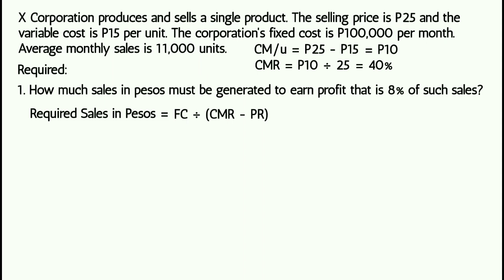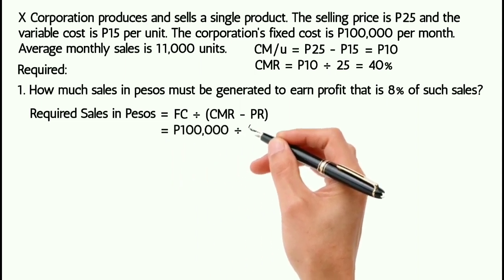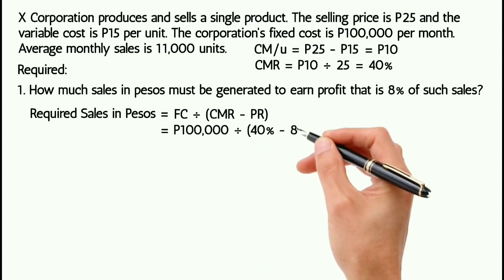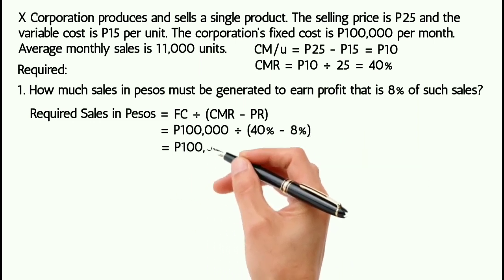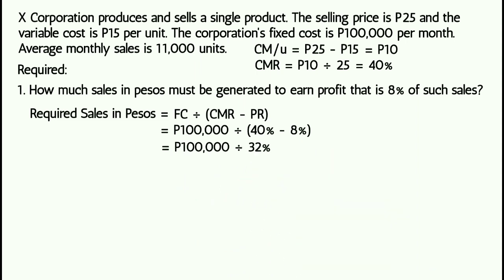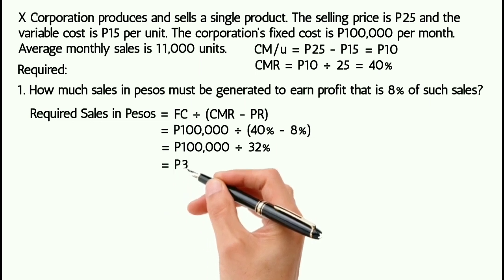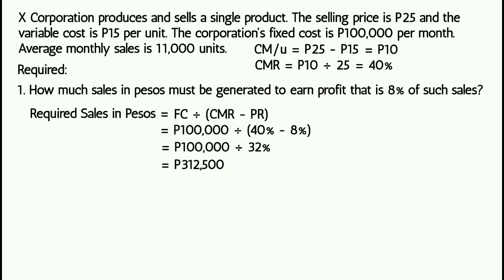At this point, we can now compute the required sales in pesos. 100,000 pesos divided by 40% minus 8%. That will become 100,000 pesos divided by 32%. 100,000 pesos divided by 32%, that is equal to 312,500 pesos. And that is the required sales in pesos.